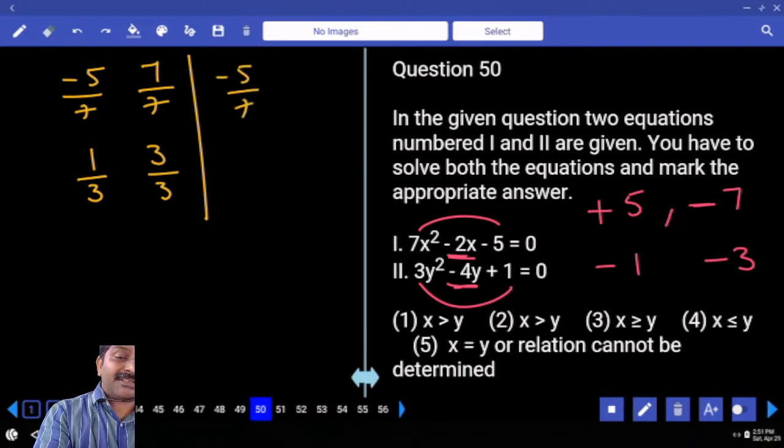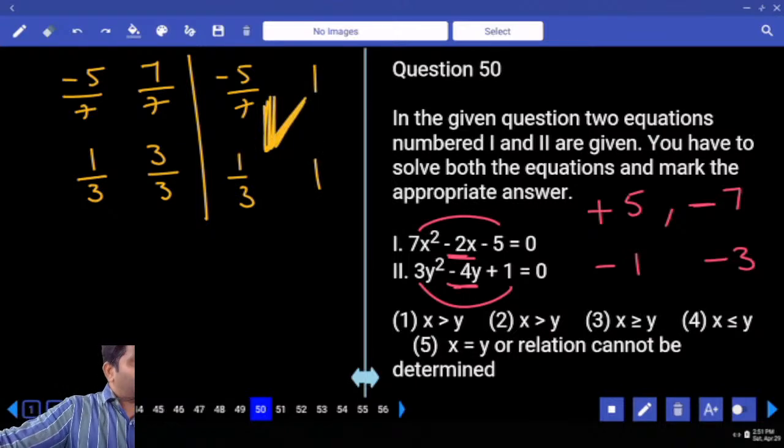Minus 5 by 7, 1. 1 by 3, 1. 1 by 3 lies in between these two numbers, right? Answer, no relation.